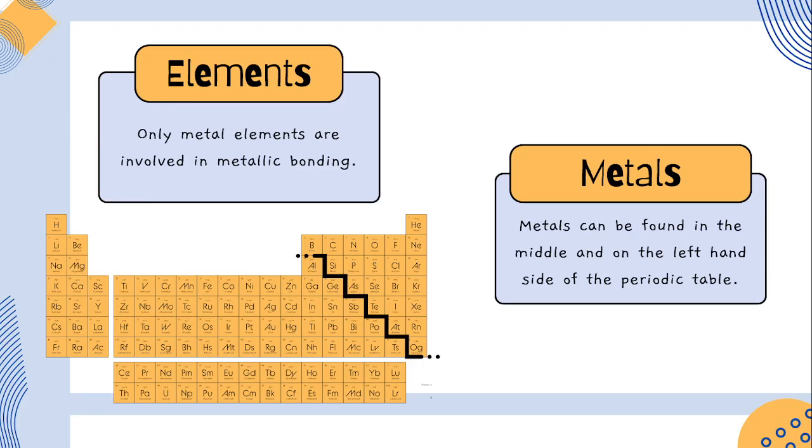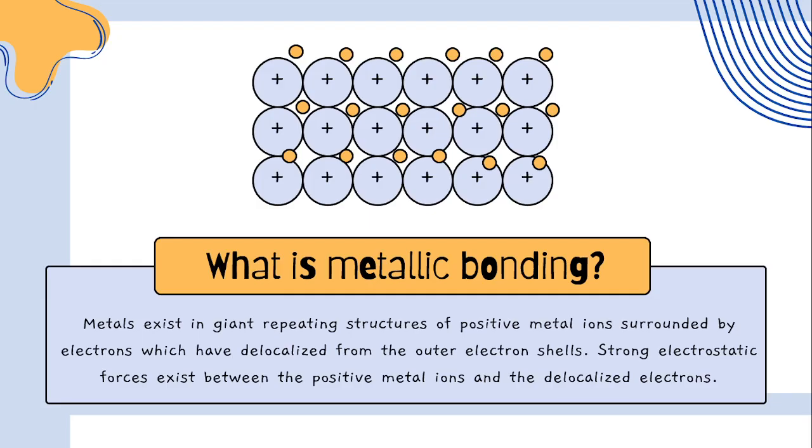Alright, only metal elements are involved in metallic bonding. So the elements involved in metallic bonding are the metals, which can be found in the middle and on the left hand side of the periodic table.